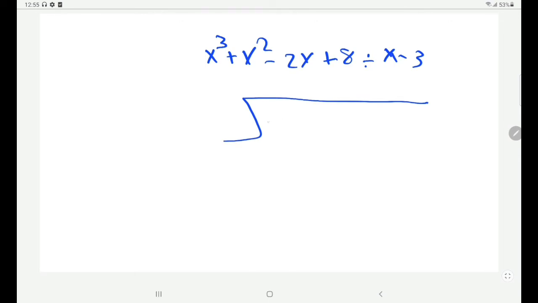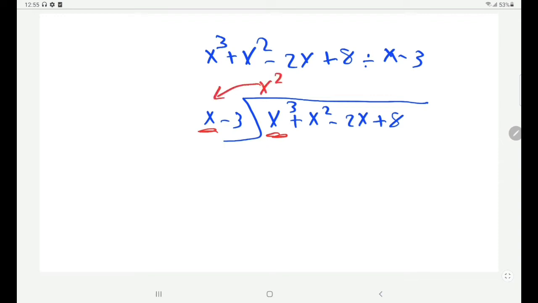So you get x to the power 3 plus x to the power 2 minus 2x plus 8, all divided by the divisor, x minus 3. We take the first term and divide it by the first term here. So x cubed divided by x is x squared, and you multiply x squared to both terms of the divisor. So x squared times x, you get x cubed. x squared times negative 3 is negative 3x to the power 2.